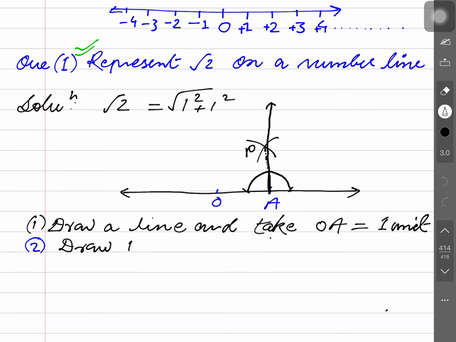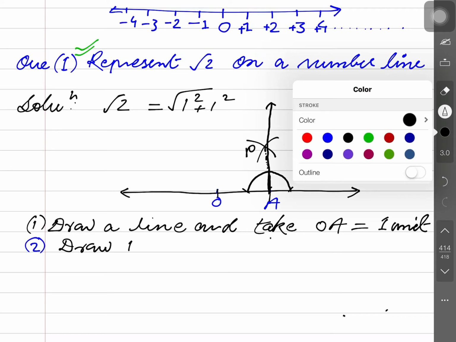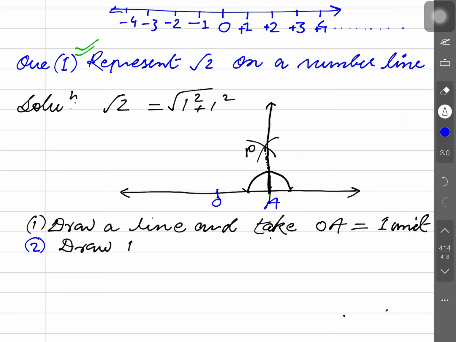So take 1 unit, measure OA is equal to 1 unit and cut an arc. I am using different colors that will help you. This is 1 unit, and this is 1 unit, and the same arc is to be cut here. The name of the point is C, and join O to C. Is that clear? If you join O to C, now you may see OA is 1 unit and AC is also 1. So your hypotenuse will be equal to root 2.